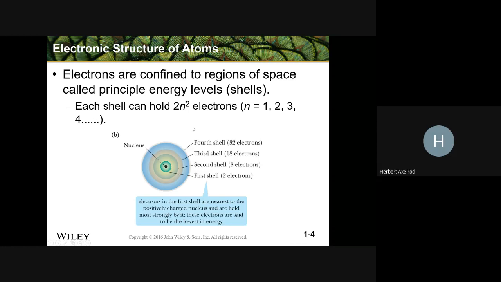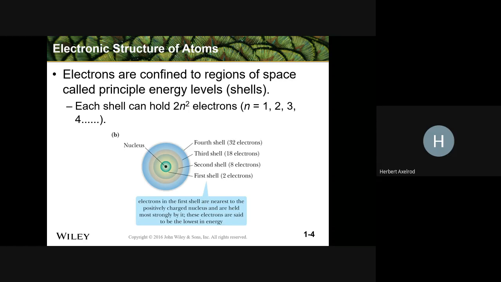Theoretically you can go up in energy level, but in the periodic table, the heaviest elements go up to n equals 7. There is a correlation between the principal energy level given here and the rows of elements in the periodic table. The most important thing for this slide is that each shell, or each principal energy level, can hold a maximum number of electrons.